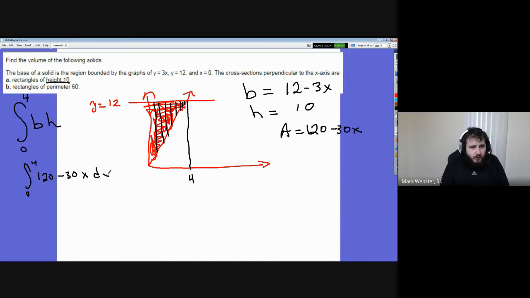So let's integrate. We've got 120x minus 15x squared from 0 to 4. Well, the great part about that being 0 is that the back half just goes away because we're plugging in 0 for both of these. So let's just do the 4. 120 times 4 minus x squared. So 4 squared, 16. 16 times 15.